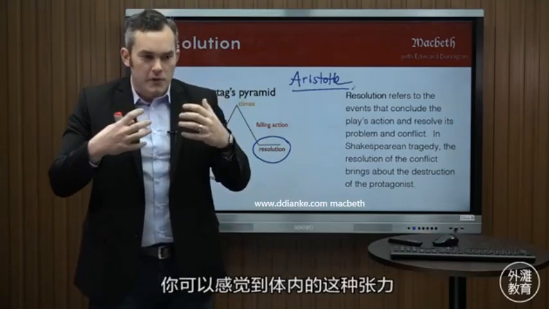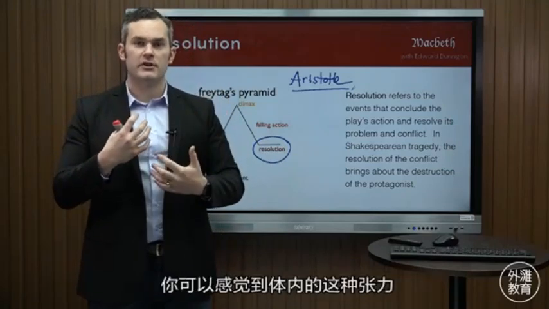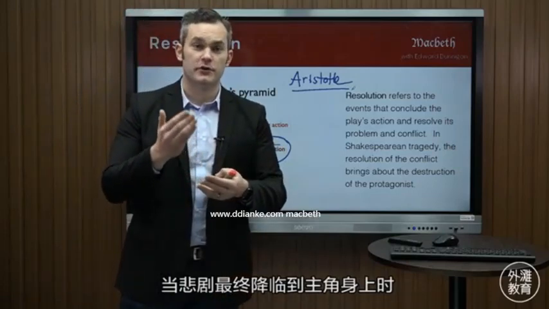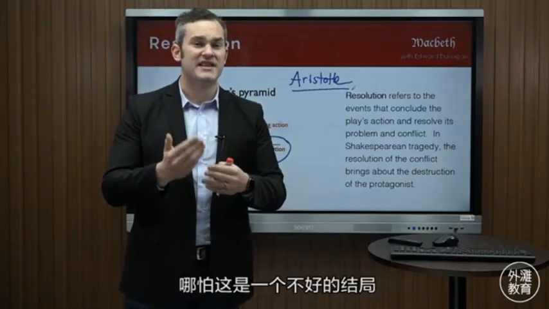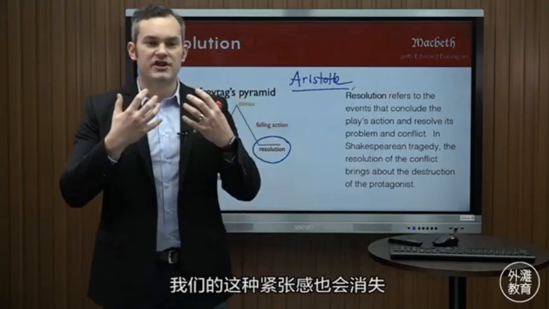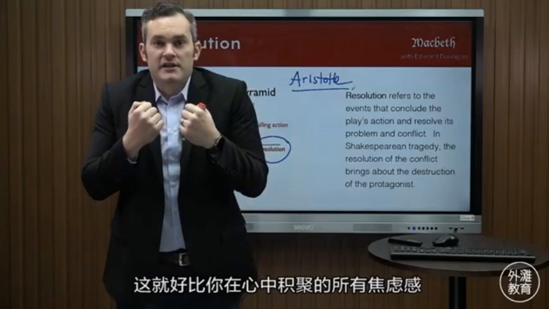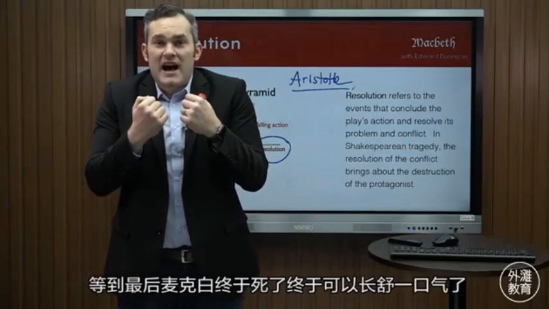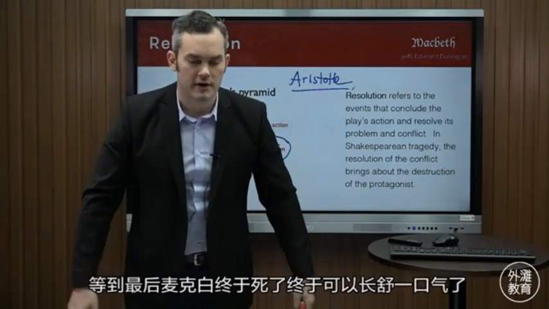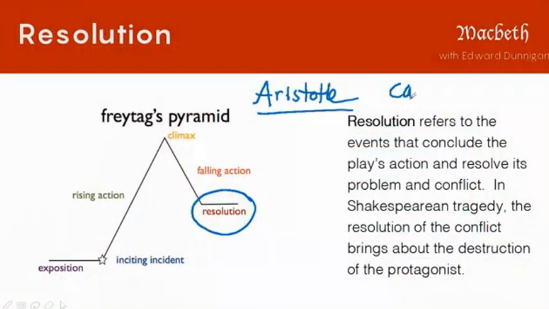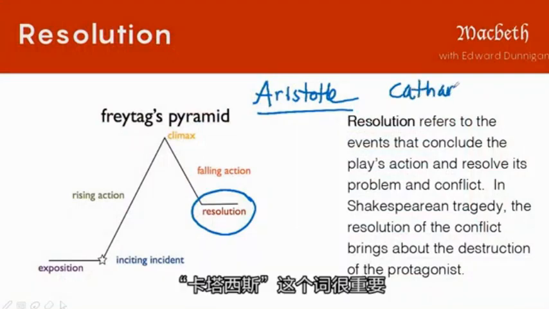What's going to happen? And you feel all this tension physically in your body. And then when the tragedy happens to the protagonist, even though it's a sad ending, all that tension disappears. You collect all the tension in your body and in your mind, and then when Macbeth finally dies, you go, it's over, right? So Aristotle called this emotion, or this result, catharsis. This is an important word to know, right?